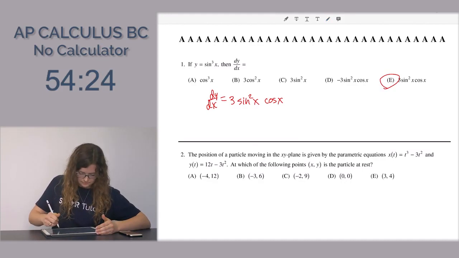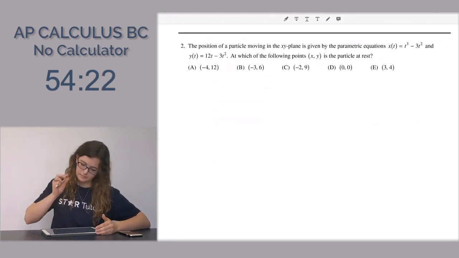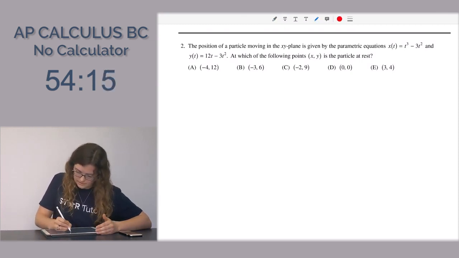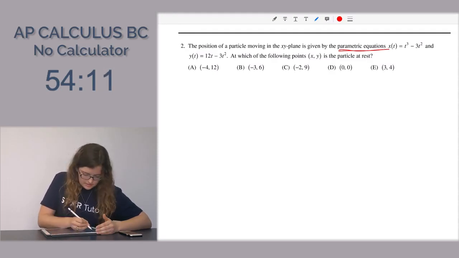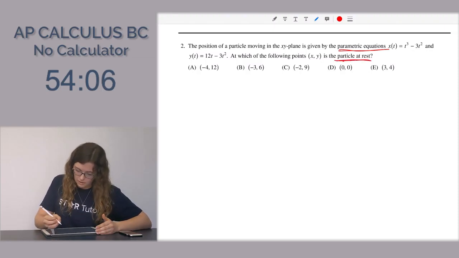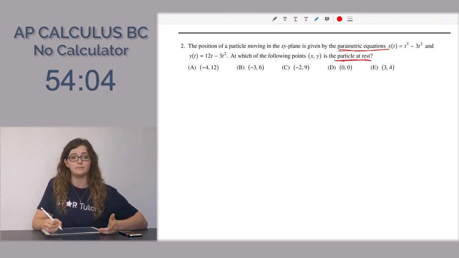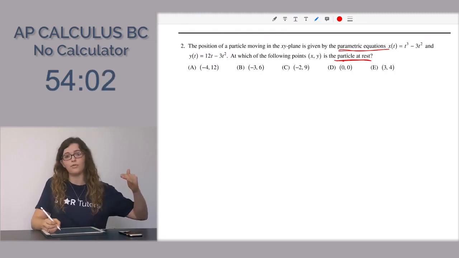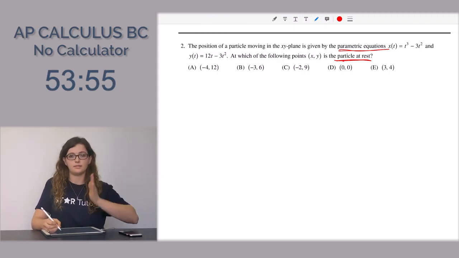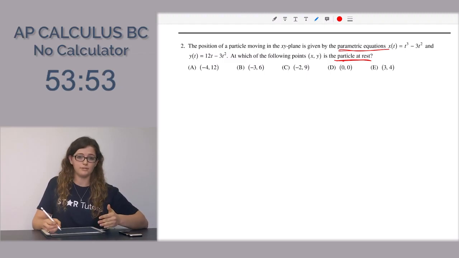Number 2: the position of a particle moving in the xy plane is given by parametric equations. For people who are doing AB, this is a BC topic. x of t is this, y of t is this, which of the following is the particle at rest? Particle at rest means that its velocity has to be 0. In this case, I have both an x direction and a y direction, which means I need both the velocity in the x direction and the velocity in the y direction to be 0 if the particle is going to be at rest.